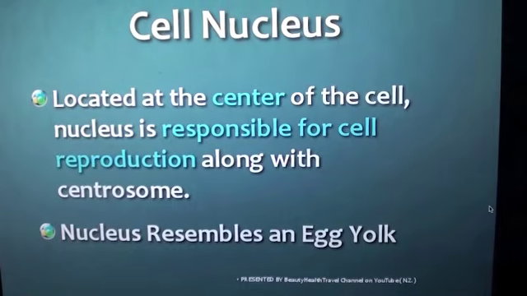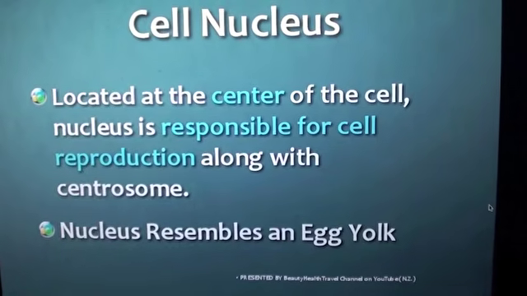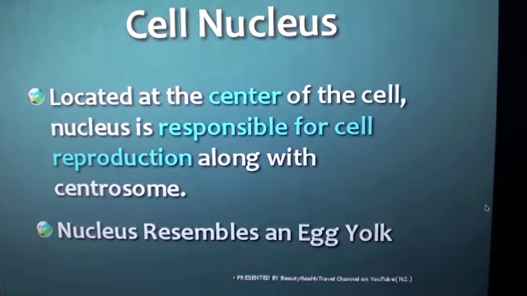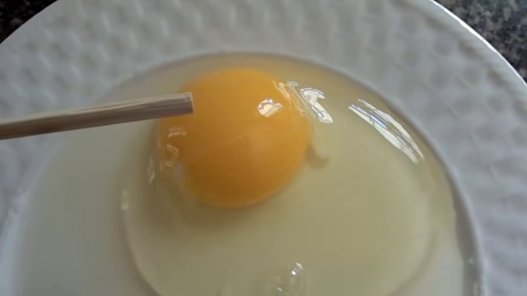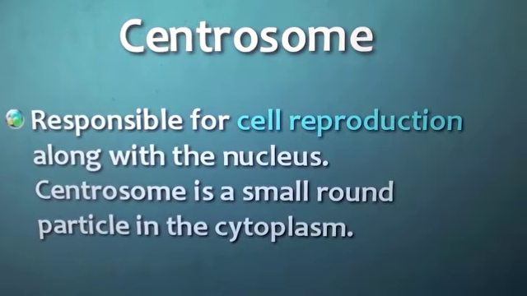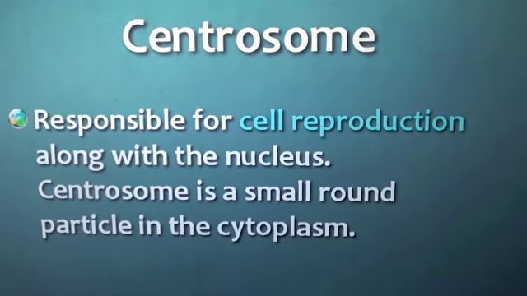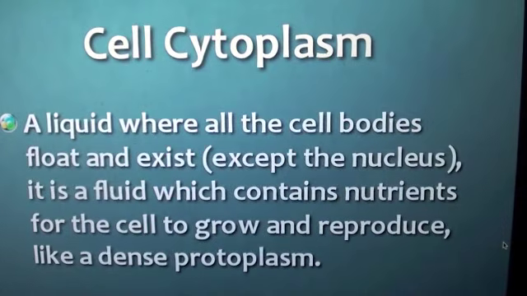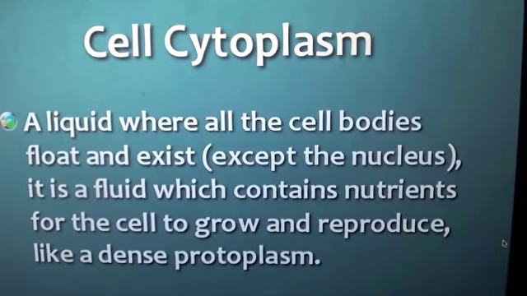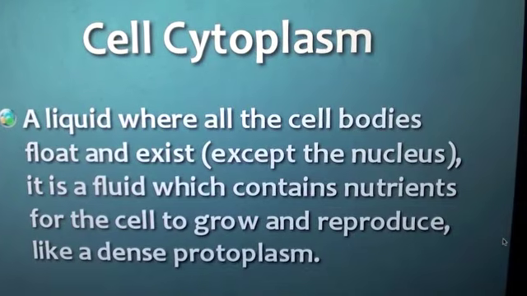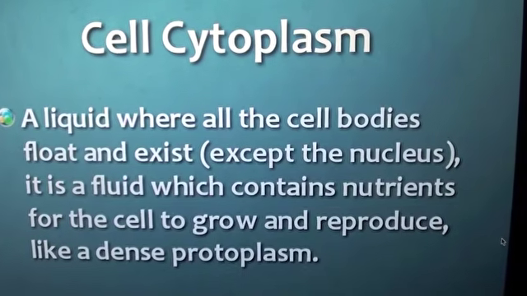The cell nucleus is located at the center of the cell. The nucleus is responsible for cell reproduction along with the centrosome. The cell nucleus resembles the egg yolk. The centrosome is responsible for cell reproduction along with the nucleus. The centrosome is a small round particle in the cytoplasm. Cell cytoplasm is a liquid where all the cell bodies float and exist except the nucleus. The fluid contains nutrients for the cell to grow and reproduce, like a dense protoplasm.